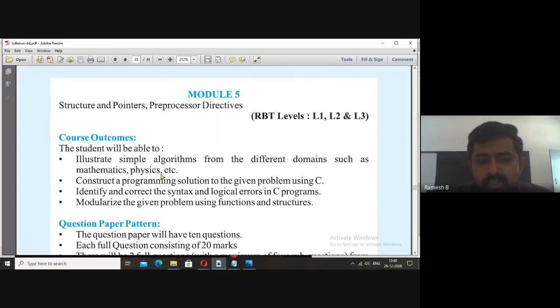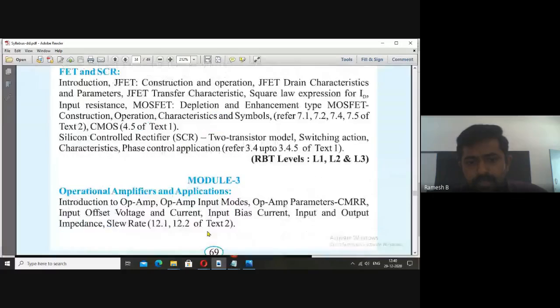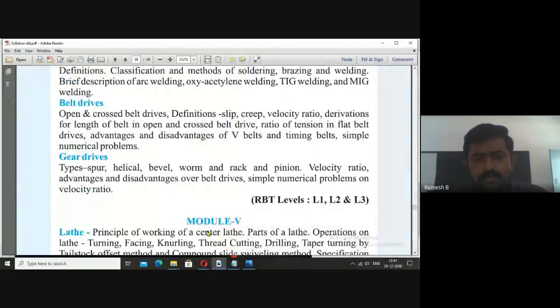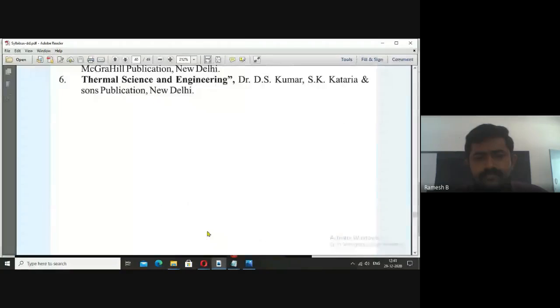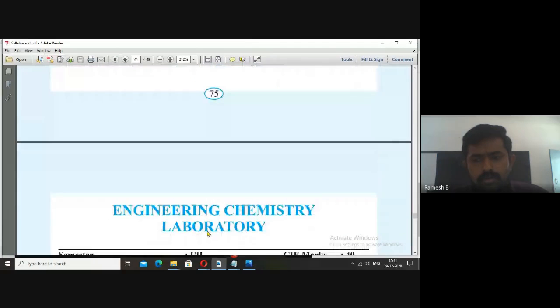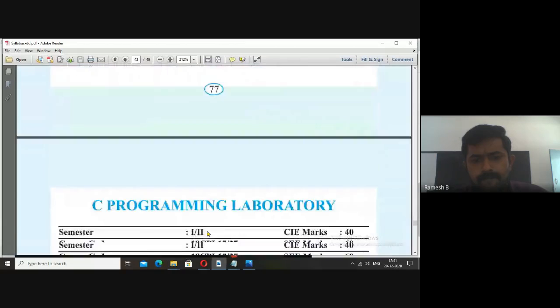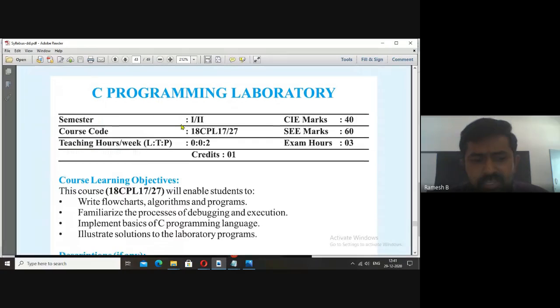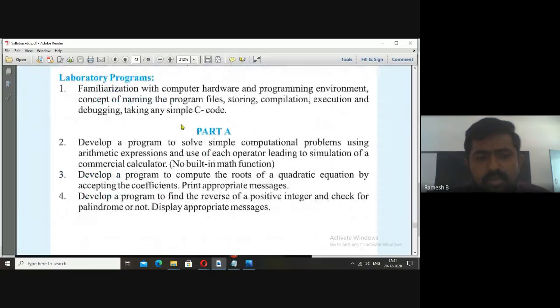You must be able to write algorithms, and write the solution for a given problem. After that, finding syntax and logical errors in C programs. After that, modularizing the given problem using functions and structures. This is what you are going to learn from the subject. The subject also has a lab. The lab name is C Programming Laboratory. It will have different programs that you need to execute.